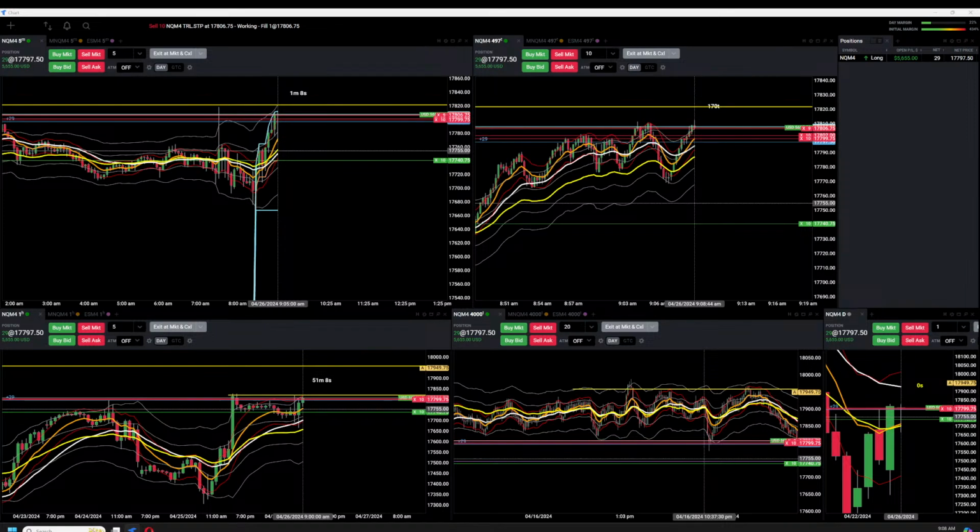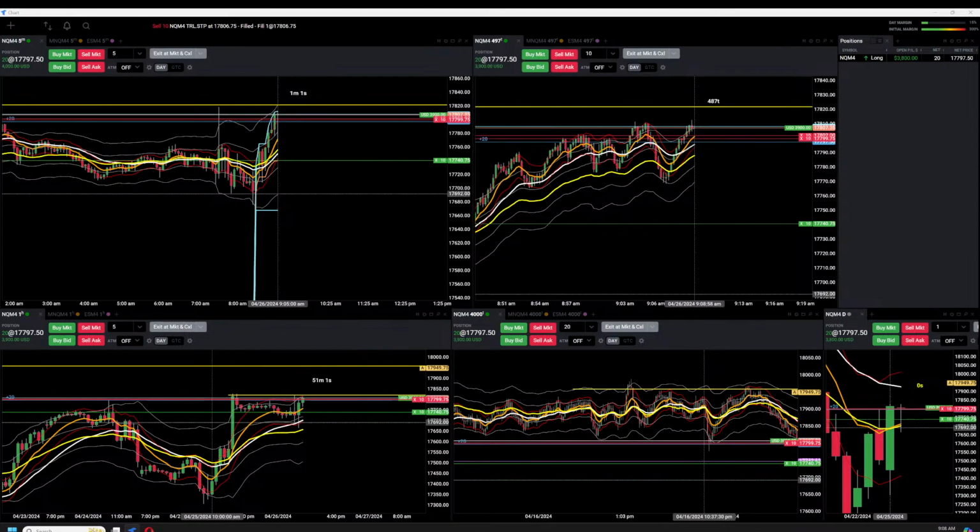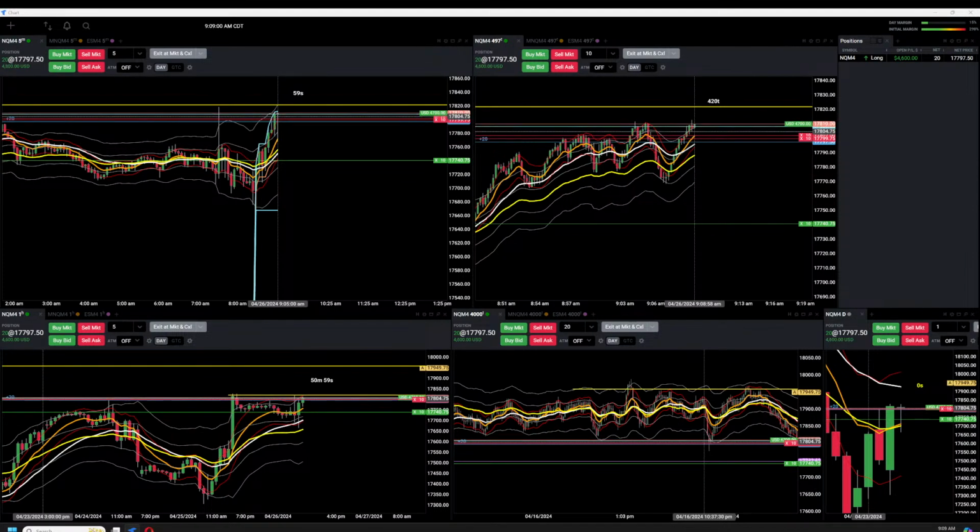Now I think it's till 949. There might be a little volatility between here and there, but I think 949 is the target. The next magnet up.